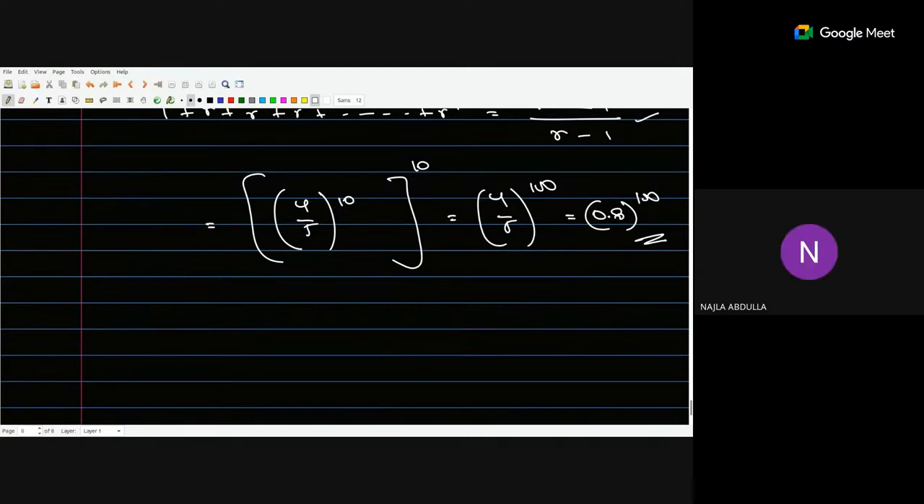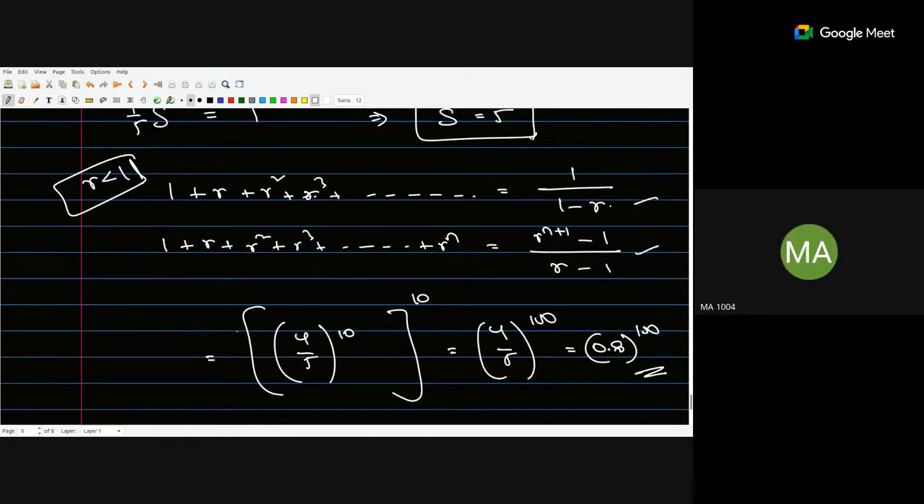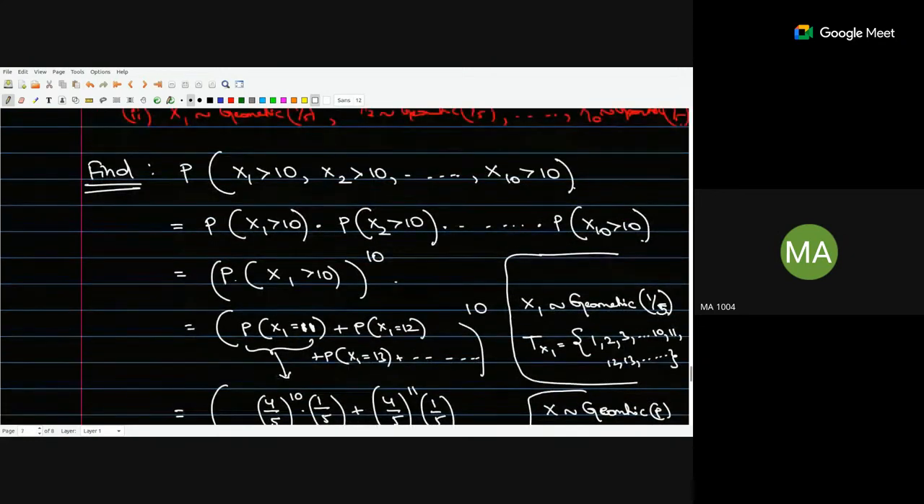Sir, I just wanted to ask this. We took it from x1 is equal to 11. So is it because they have said it is greater than 10? Right. See, we need the probability that x1 is greater than 10. What are the possible values for x1 that are greater than 10? That's the probability we need. Okay, fine. And if it says greater than or equal to 10, then we have to start from 10. That's a good question. So if it is greater than or equal to 10, then 10 should also come into the picture. Okay, thank you, sir.